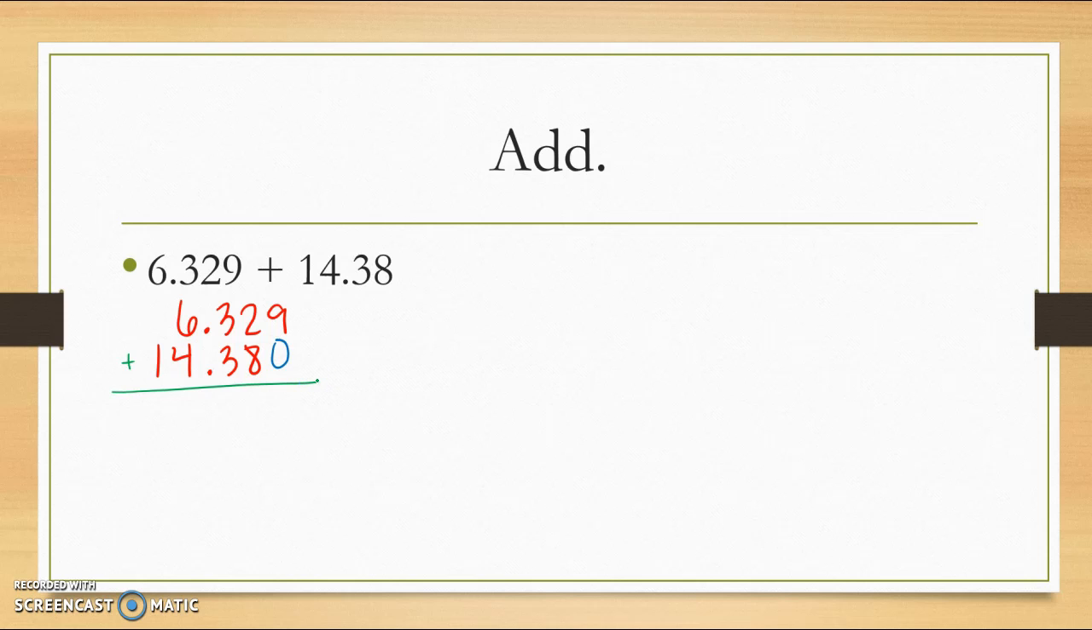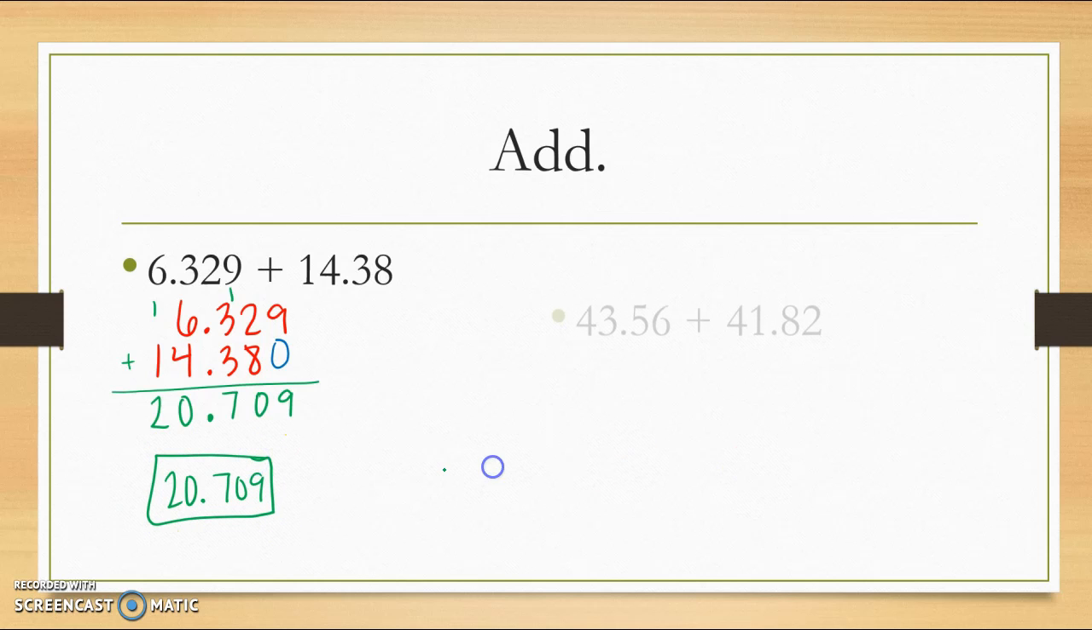So now we're just going to add like normal, regroup if we have to, and we drop down this decimal place. And we get the answer 20 and 709 thousandths. Go ahead on to our second one.